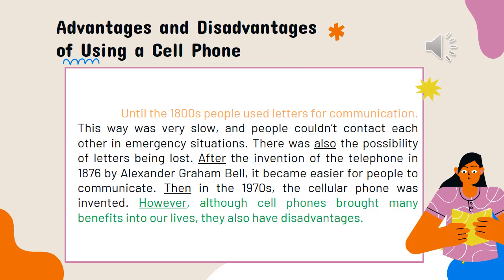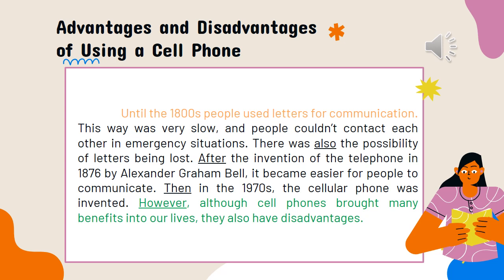So first you have here the title of that essay. It's entitled Advantages and Disadvantages of Using a Cell Phone. On this slide you have the introduction. Remember, we said an introduction should start with the hook and then the background information followed by the thesis statement. So let's read it together.